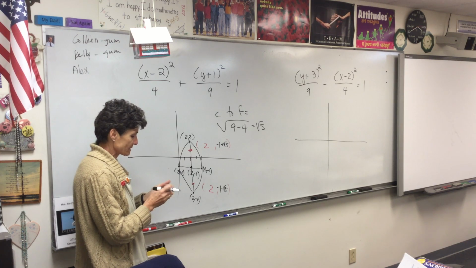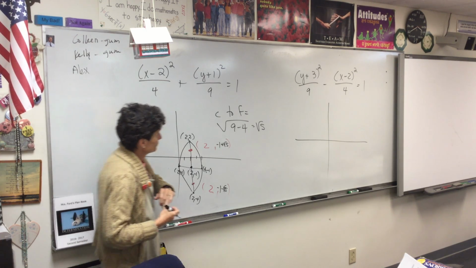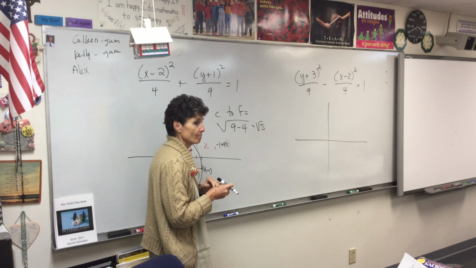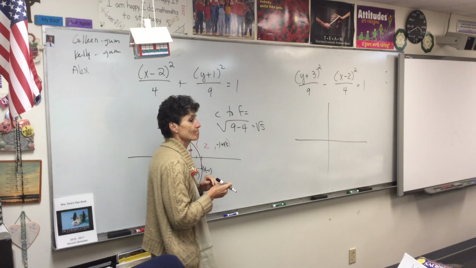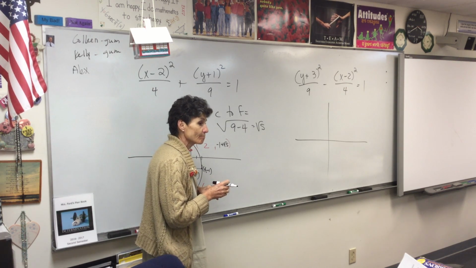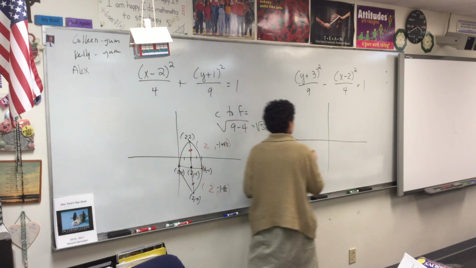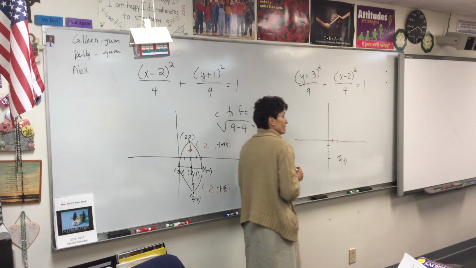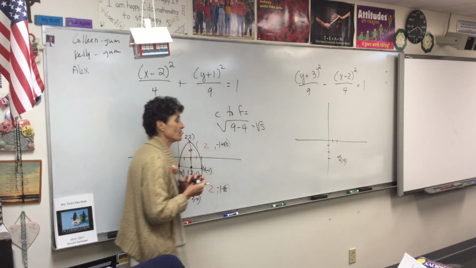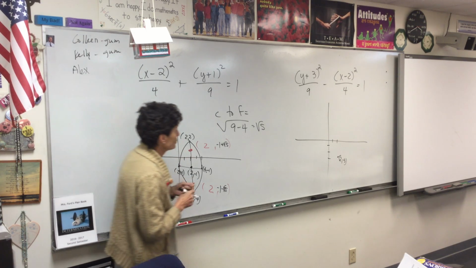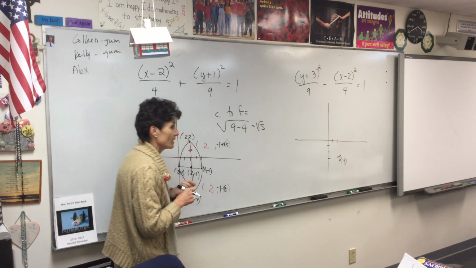Where is my center? Luke, where's the center? It is, yeah, 2, negative 3. And you even got that in the right order. Did everybody else? Even though the equation is backwards, when you find that point, you always put the x first. So 2, negative 3. Good.